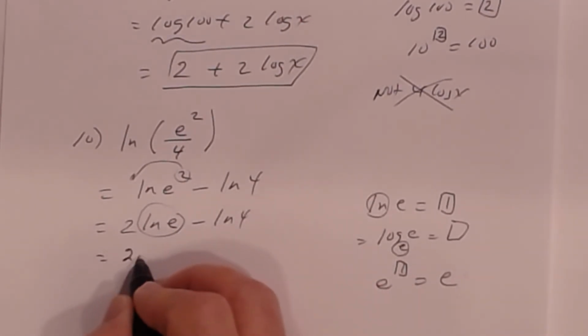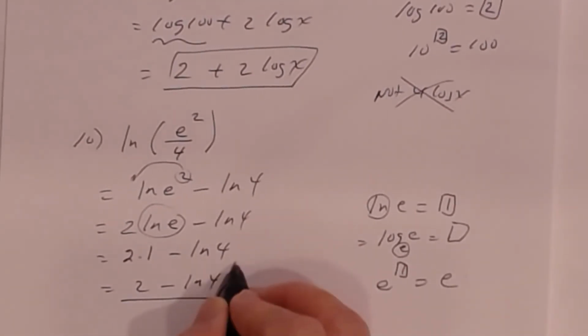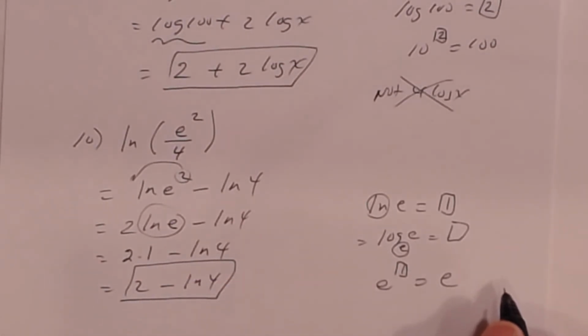So this becomes 2 times 1 minus the natural log of 4. 2 times 1 is 2, so you get 2 minus natural log of 4. And there's your answer. That's all you do.